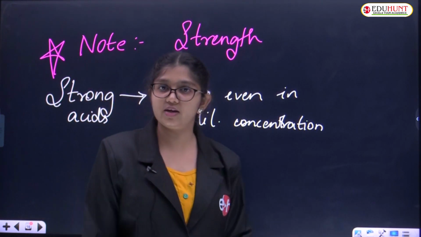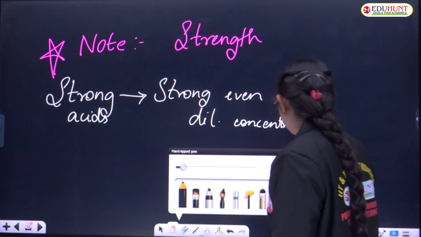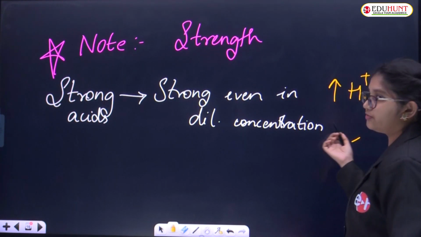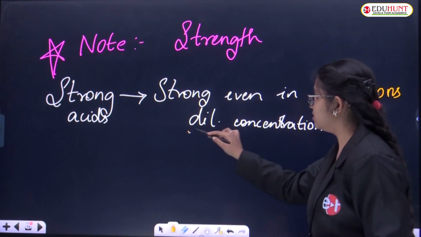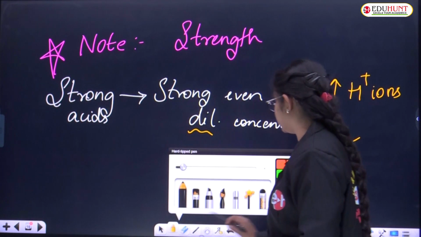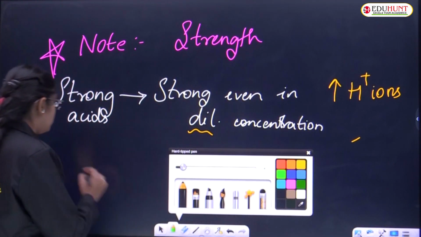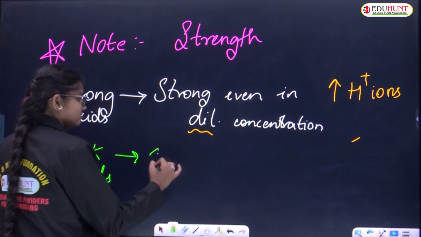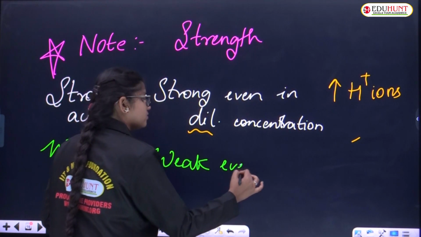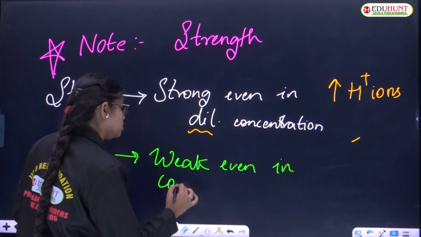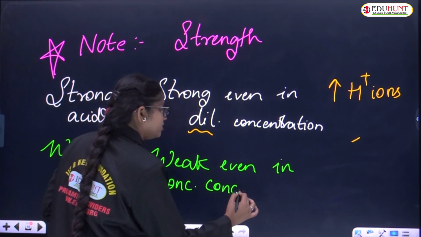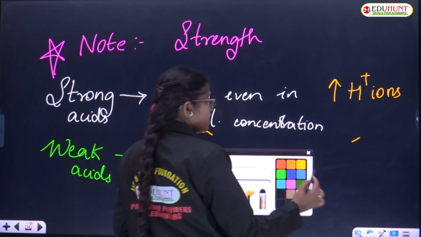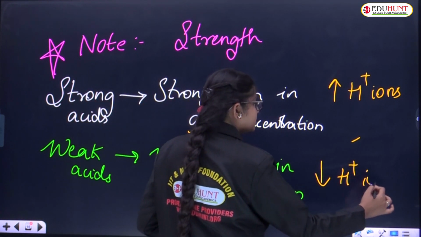What's the reason over here? Because they produce a high amount of H plus ions. Hence we can say these are strong even in dilute concentrations. Then what about weak acids? Weak acids are weak even in concentrated concentrations, which means they produce a lesser amount of H plus ions.